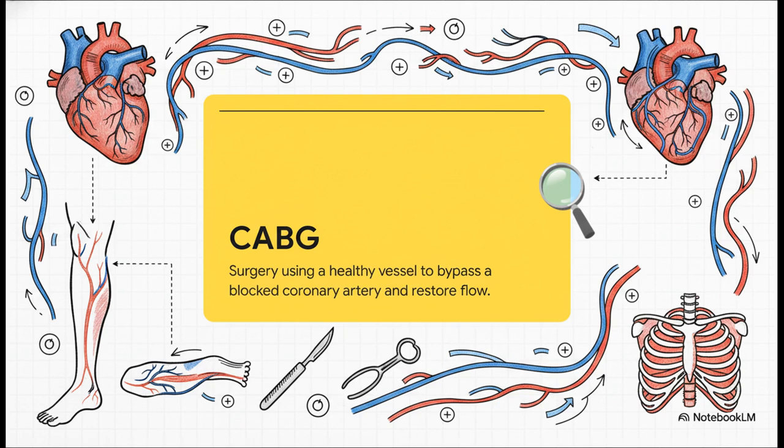The surgical team will harvest a healthy vessel. Very often they'll take the saphenous vein from the leg, the radial artery from the arm, or the internal mammary artery from the chest, and they'll graft it directly onto the heart. They sew one end above the blockage and the other end below it. It creates a literal detour, a brand new path to restore that life-saving oxygen to the starved myocardium.